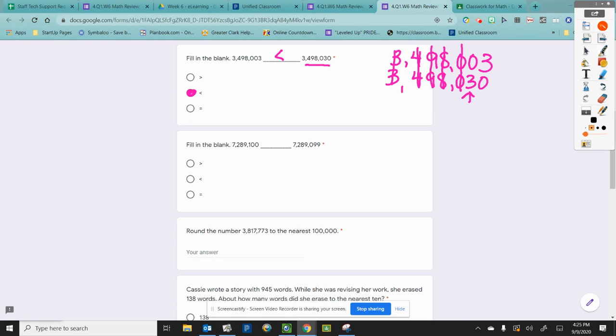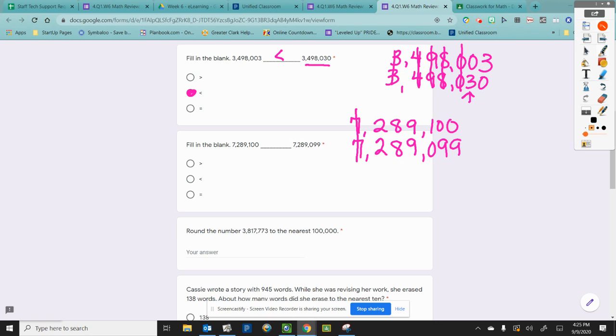We have to do the same thing here. So we're going to write them vertically, stacking them on top of each other. So I have 7,289,100, 7,289,099. So once again, I'm going to start at my highest place value and compare.